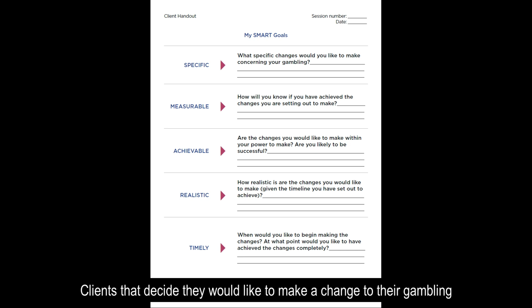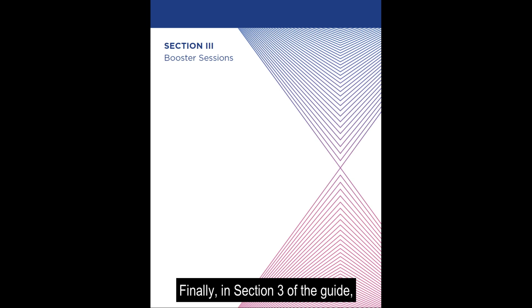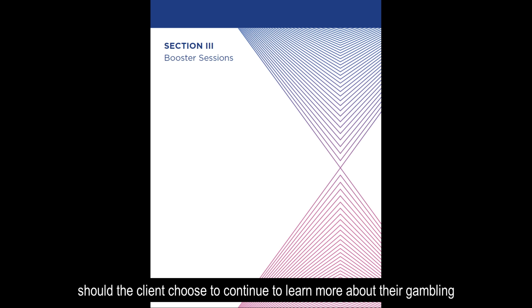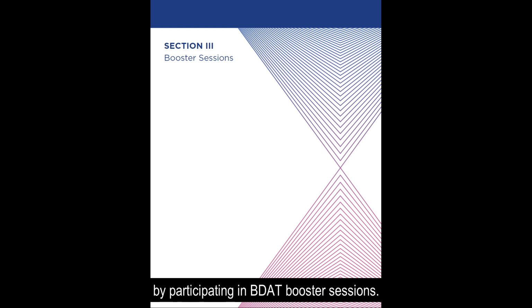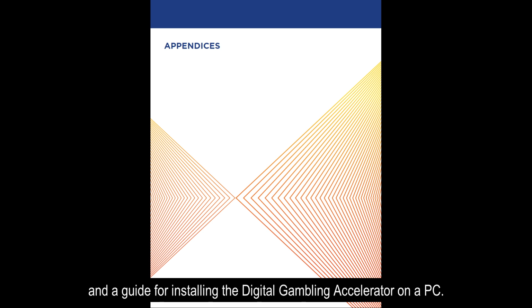Clients that decide they would like to make a change to their gambling can also complete a SMART Goals worksheet and obtain information about additional resources which are contained in the guide. Finally, in Section 3 of the guide, we describe the structure of future sessions should the client choose to continue to learn more about their gambling by participating in BDAT booster sessions. This guide also contains appendices, including provider and client handouts, a frequently asked questions list, and a guide for installing the digital gambling accelerator on a PC.